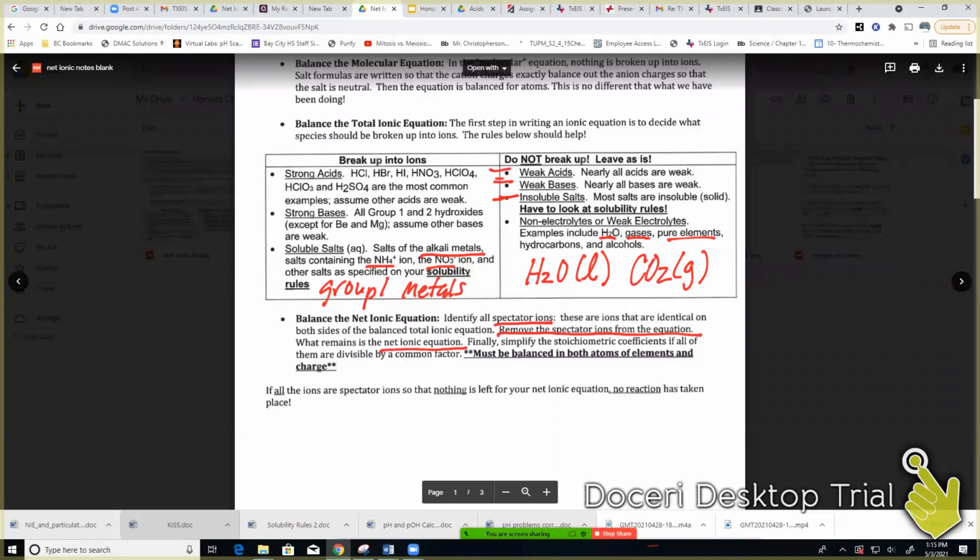The final net ionic equation must be balanced in regard to both atoms, which we've been doing all along, and charge. What I mean by that is, if your reactants overall have a 2+, then your products have to have a 2+. If your reactants, when you look at everything, have no charge or are neutral, then your products have to be neutral.